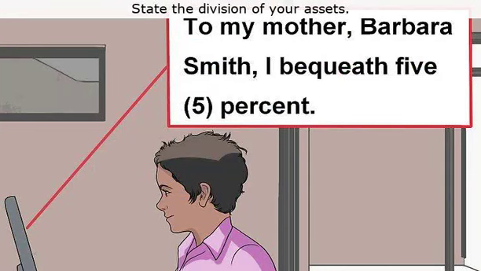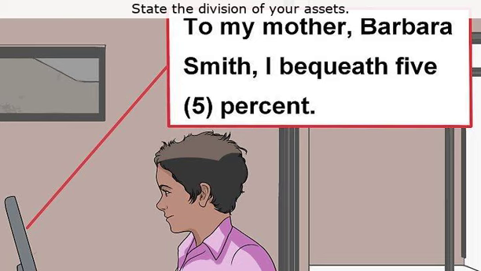Step 2. State the division of your assets. State the way in which your assets will be divided among people using percentages, which should add up to 100%. For example, one line might read, "To my mother, Barbara Smith, I bequeath 5%."